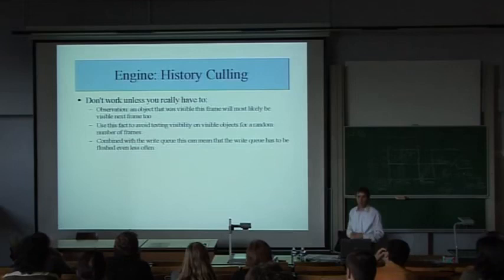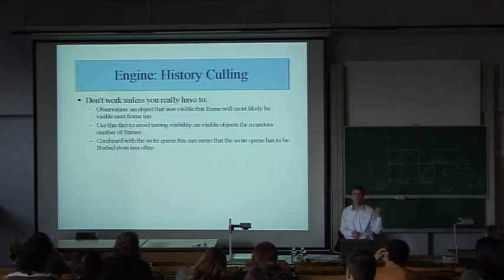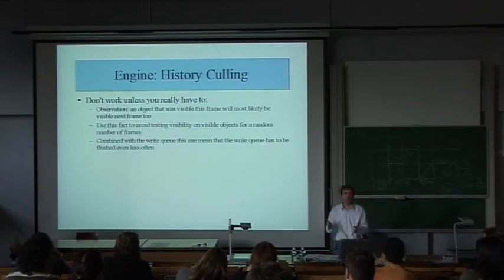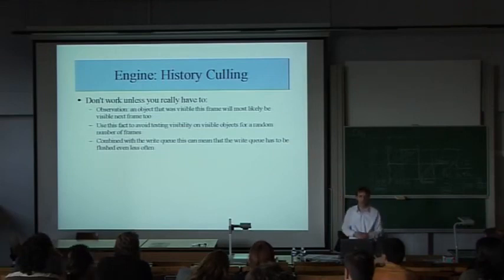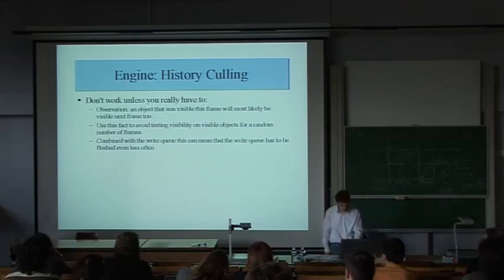Also there is history culling. If an object was visible in the previous frame, there is a very big chance it will be visible again this frame, because typically from frame to frame, the geometry doesn't change that quickly. So when we see an object is visible, we make it visible for the next, I don't know, 5 or 6 frames, for example. That way we don't have to test that object again for some time.